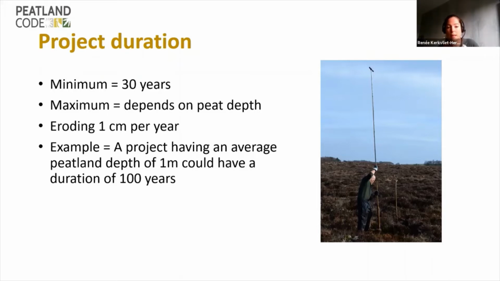Because we are claiming and selling emission reductions, you cannot claim that after those 100 years you would have reduced any emissions from that peatland, because that peatland would not have emitted anymore as it would have been gone. So that's how we come to the maximum length of our projects.